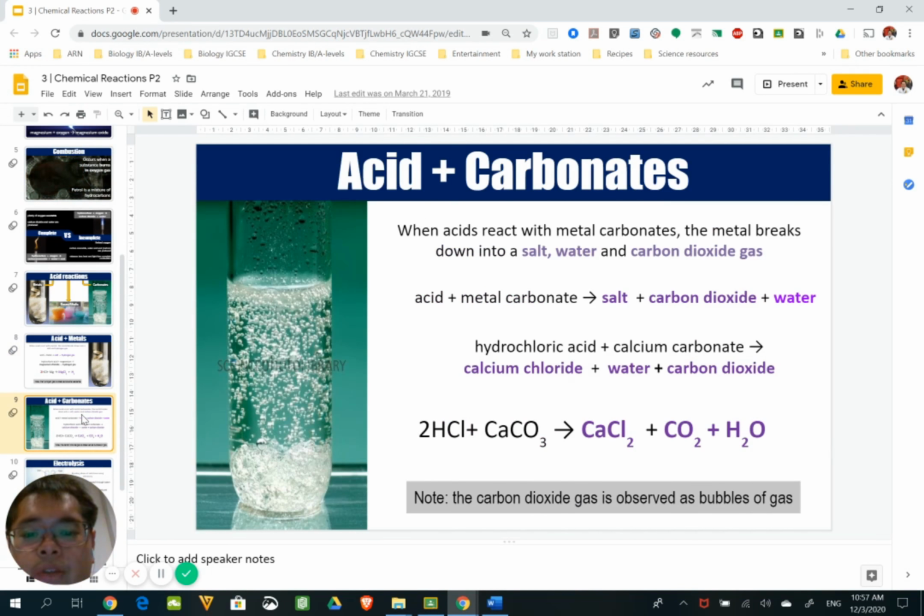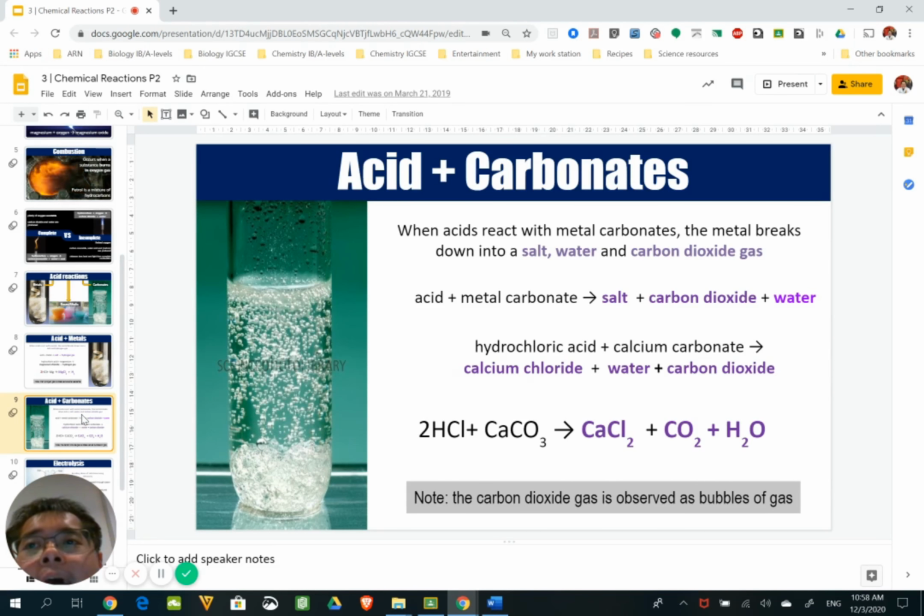The next is acids reacting with carbonates. Carbonates are basically compounds that release carbon dioxide. If you were to think of drinking Coke, for example, Coke does contain carbon dioxide. We do know that all carbonated drinks, all fizzy drinks, will have carbon dioxide, and it can be observed as bubbles of gas. So you basically have this here that you will need to look into.